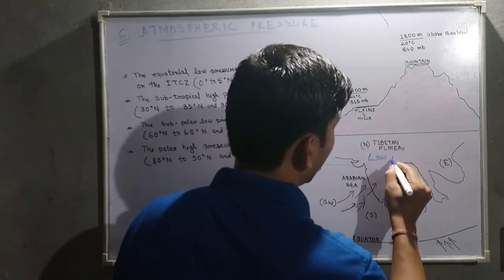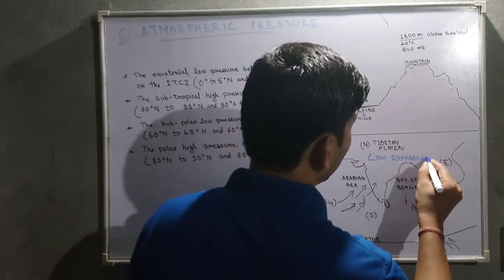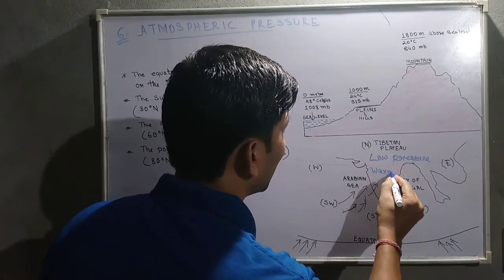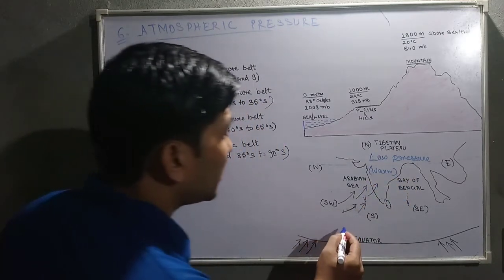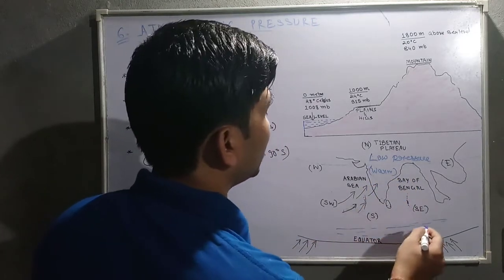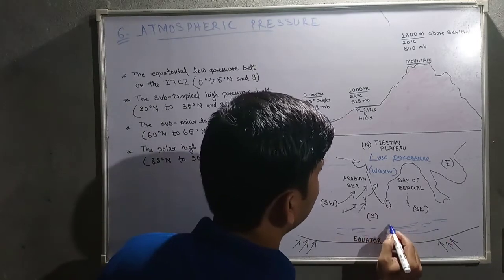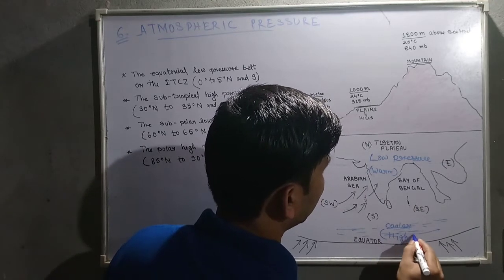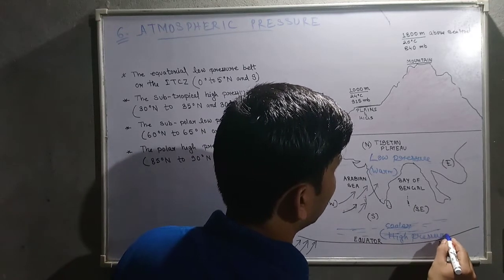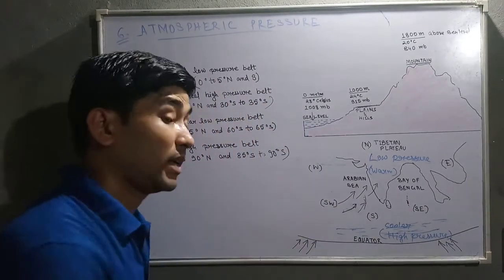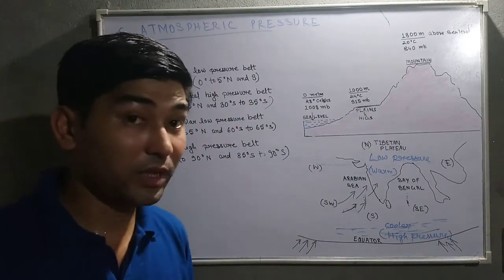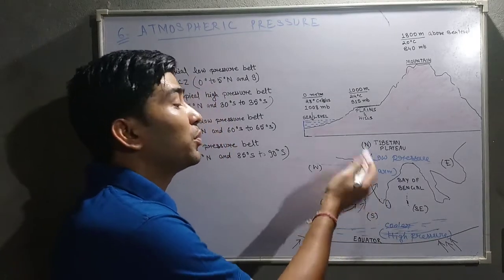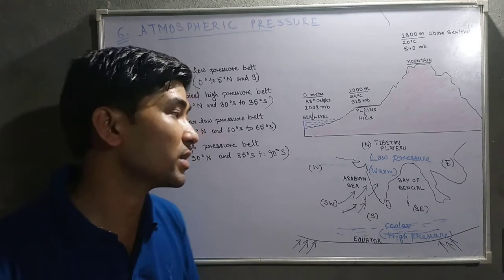This is a low pressure area. As it is a low pressure area and a warm area, the Indian Ocean here is cooler and has high pressure. So you just have to know that the cooler air, the high pressure winds, will push back the low pressure area winds and they will rise up.